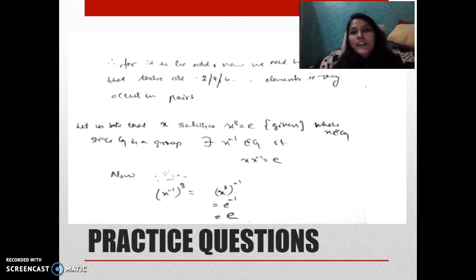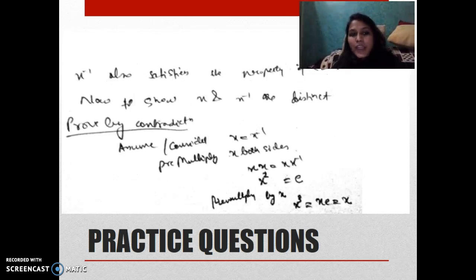And trust me on this, you will not get any marks even if you have written so much theory and proved everything else. So this is all just what I told you. You have to find an x inverse which also satisfies the property, and now you have to show that x and x inverse are distinct. And I told you how to prove uniqueness, basically by contradiction. So you will assume that they are the same and not distinct.